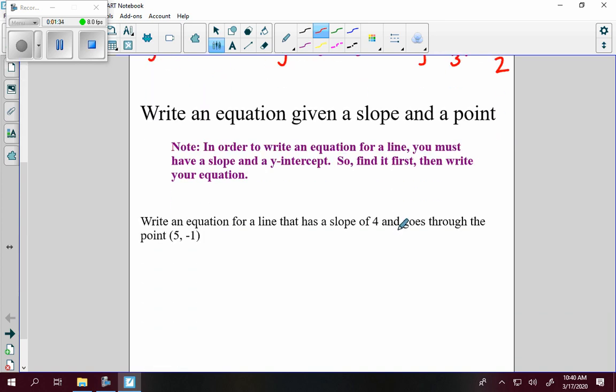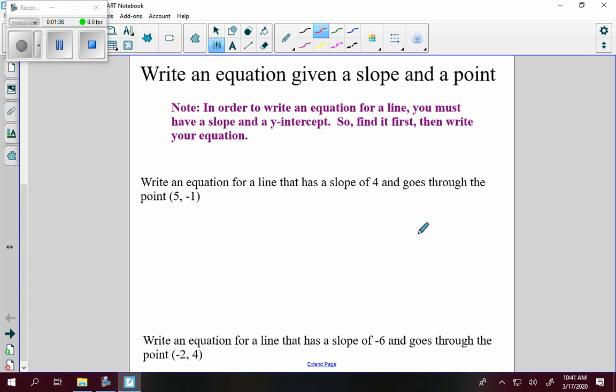All right, so let's write an equation given a slope and a point. Note, in order to write an equation for a line, you must have a slope and a y-intercept. Remember when we had those two things, how easy it was. So we're going to find it first, then write your equation. Write an equation for a line that has a slope of 4 and goes through the point 5, negative 1.